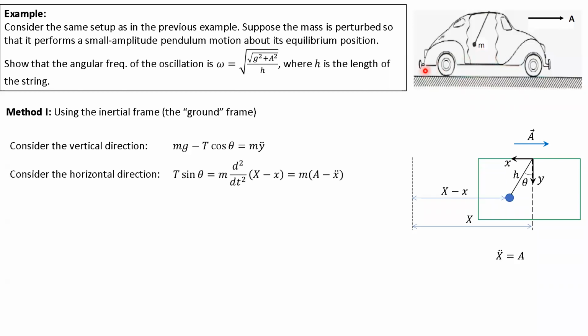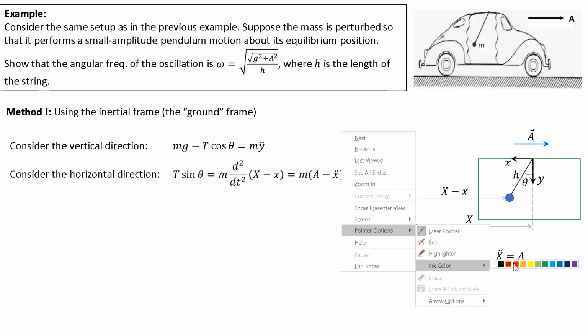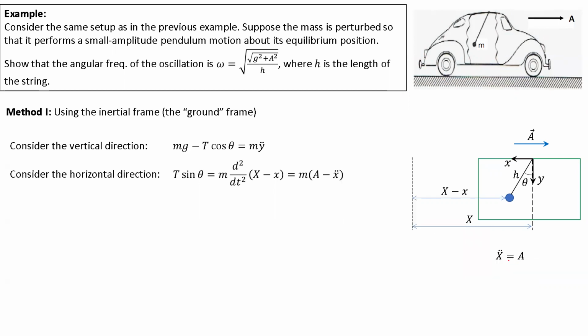So if the whole car is at rest, you know that the oscillation frequency omega is just given by the square root of g divided by h, where h is the length of this string. Now I want to show that with this accelerating car, the oscillation frequency is actually given by this instead of this.